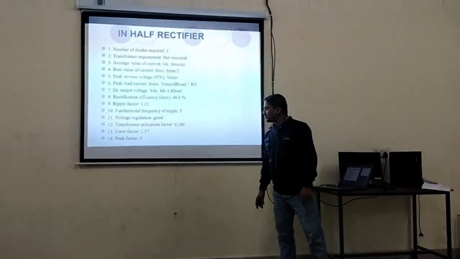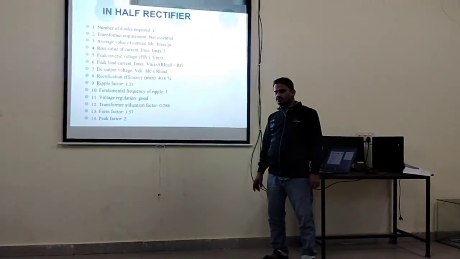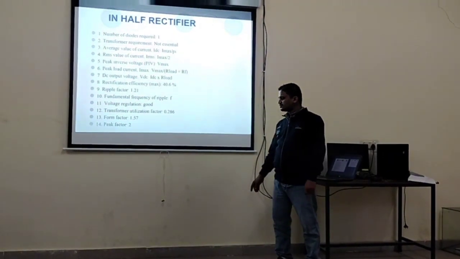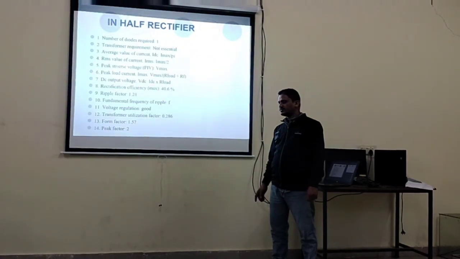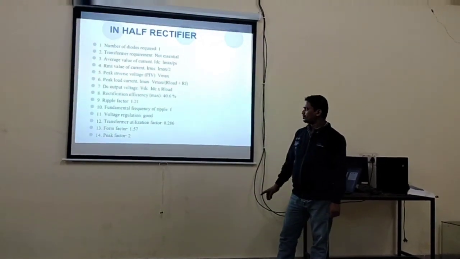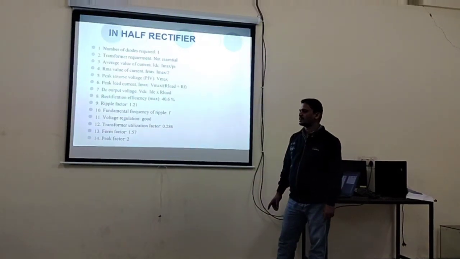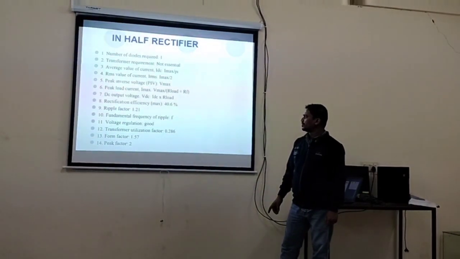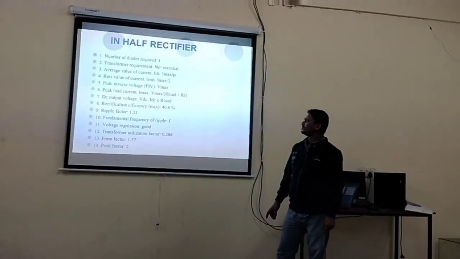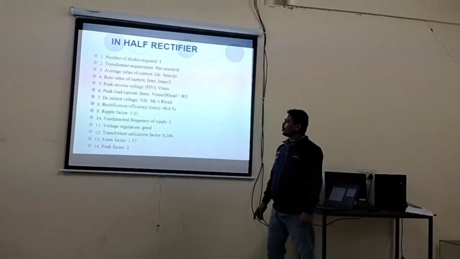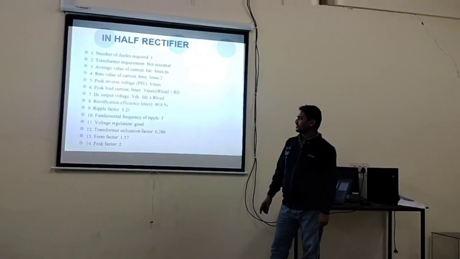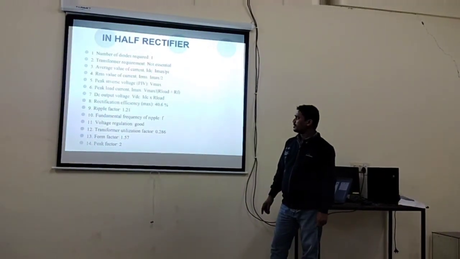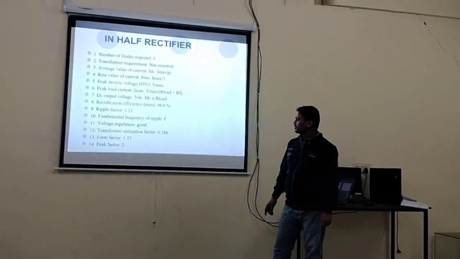Number 8, the rectification efficiency, that is 40.6% efficiency. What is efficiency? I have told before what efficiency is: the total output power divided by the total input power, times 100, is called the percentage of efficiency, and that is 40.6%. It is given in terms of the RMS value of current, IRMS, that is Imax by 2, and the average current, that is Imax by pi, total times 100.